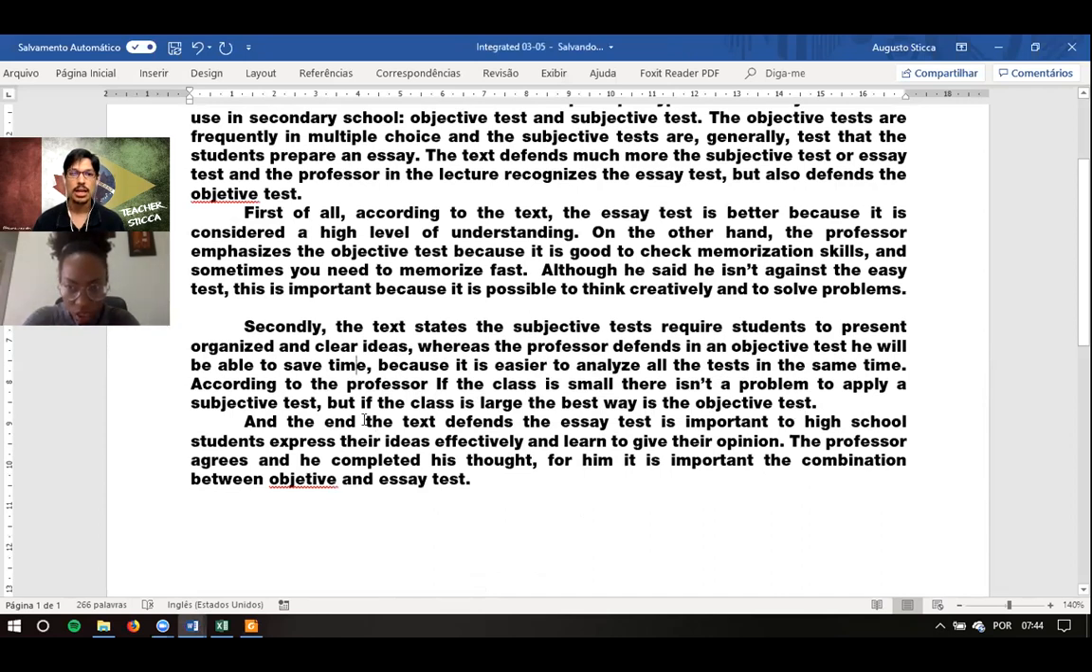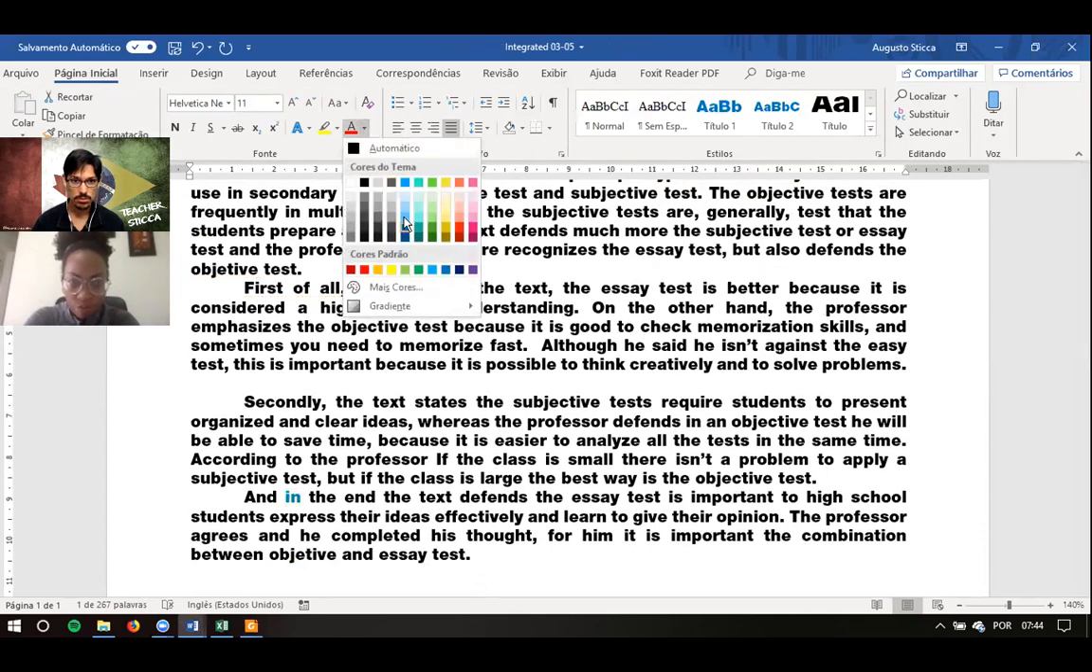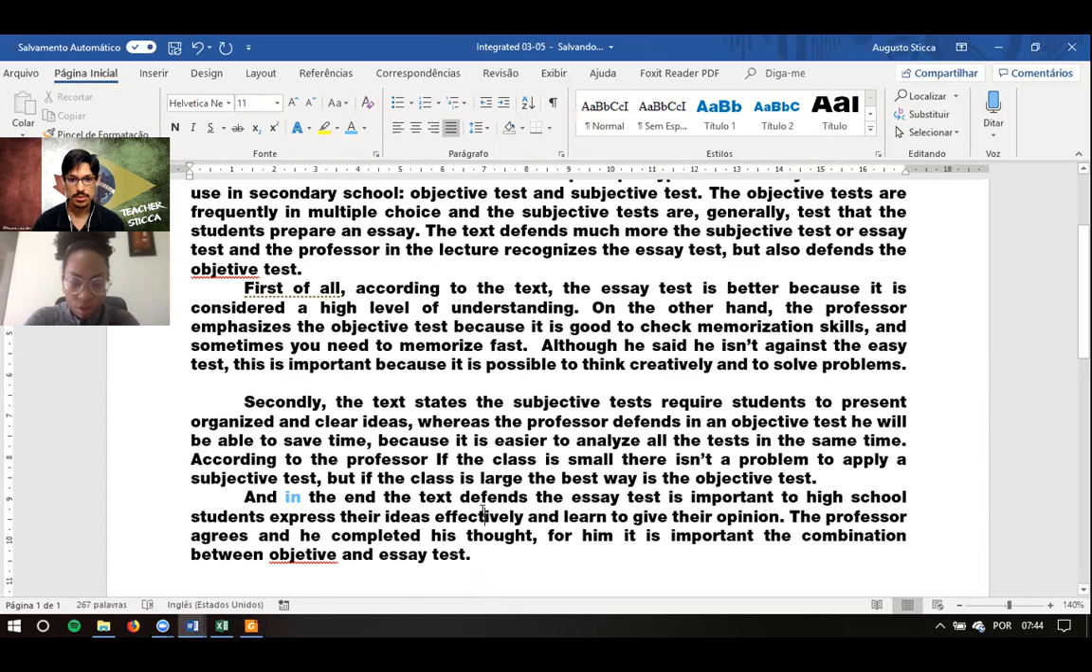Okay. And in the end, the text, and in the end, and this is important, I'm going to put it in blue so that it is clear for you to see. And in the end, the text defends the essay test as important for high school students to express their ideas effectively in order to give their opinion. The professor agrees in that he completed his thought. For him, it is important to combine objective and essay tests.